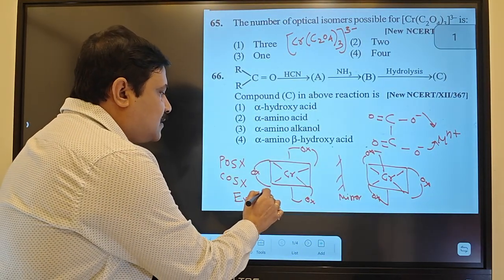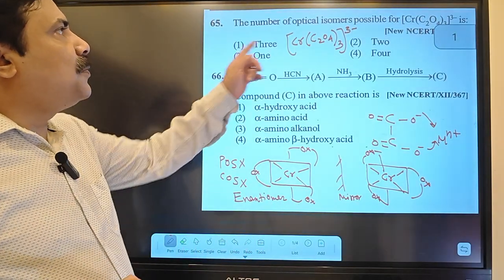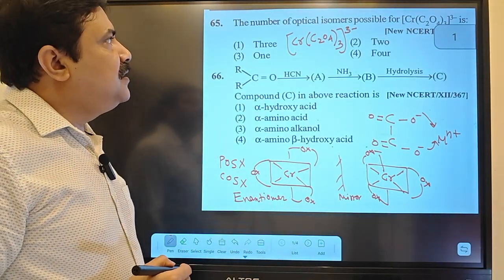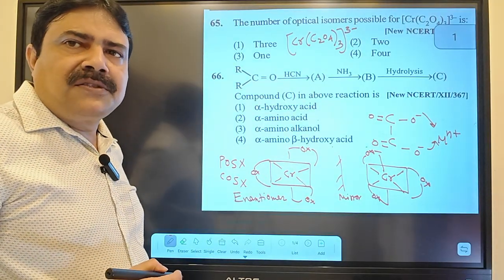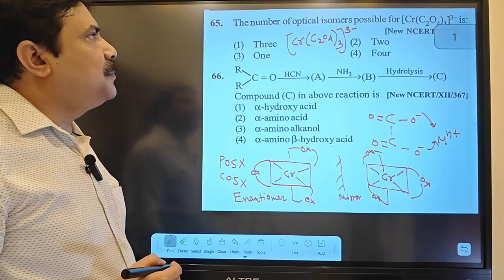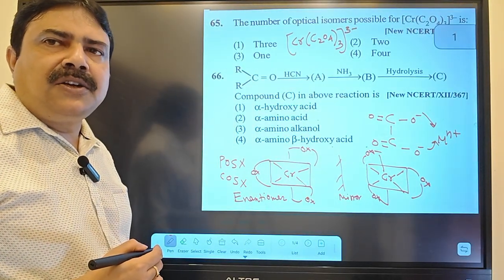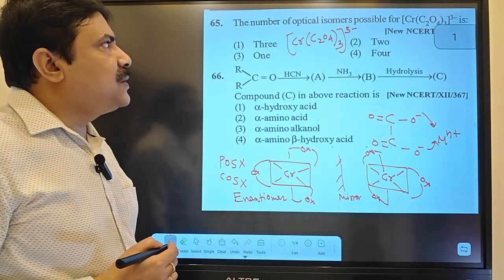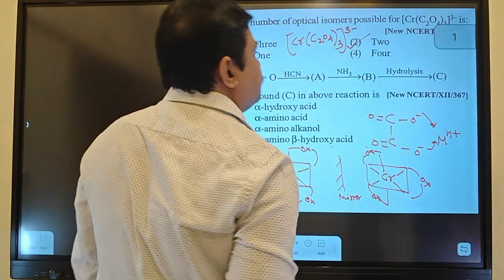And now they are asking in question 65 how many optical isomers are possible for these. Both of these are optical isomers. So how many optical isomers are possible? There are 2 optical isomers possible. The second option is nothing but 2 optical isomers. So clearly the second option will be the answer.